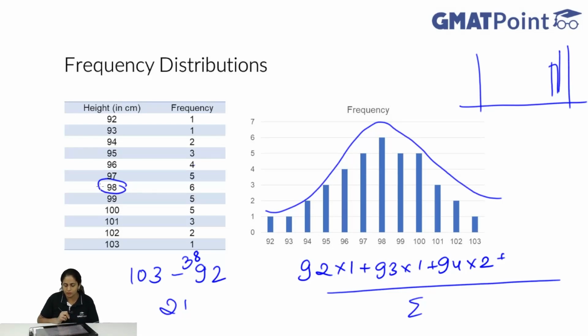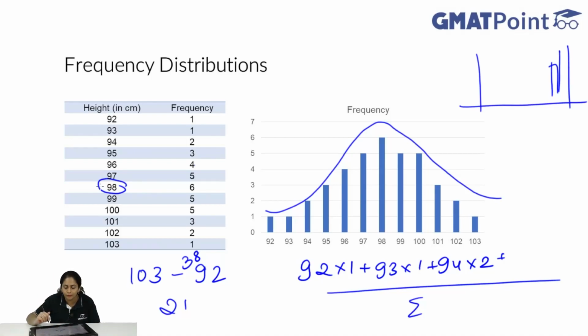In general, I can also say visually that the mean might not be exactly 98, but it will be close to 98. It is definitely going to be closer to 98 than to 92. So the median I can easily find in such a frequency table, and it is 98.